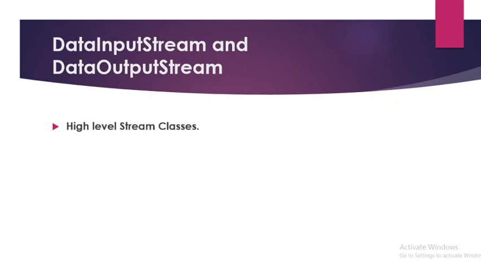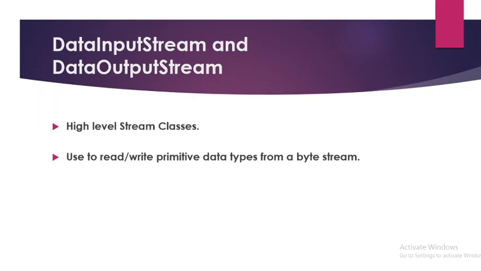In the stream classes lecture, we have seen that there are two types of stream classes: low level stream classes and high level stream classes. Low level stream classes directly communicate with input and output devices, and high level stream classes communicate with these low level stream classes. Further, these high level stream classes are directly connected with our Java code. So this is an example of high level stream classes: input stream, data input stream, as well as data output stream.